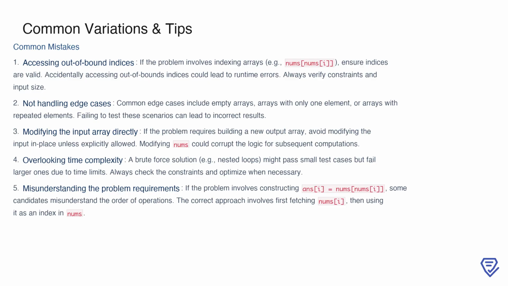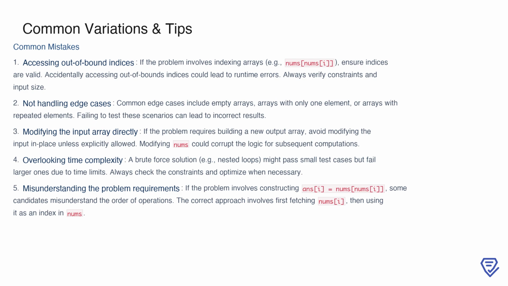Next, it's critical to handle edge cases properly. Scenarios like empty arrays, arrays with only one element, or arrays with repeated elements are easy to overlook but can lead to incorrect results if not tested. Another mistake is modifying the input array directly when the problem requires building a new output array. Unless the problem explicitly allows in-place modifications, altering nums can cause logic errors in subsequent computations.